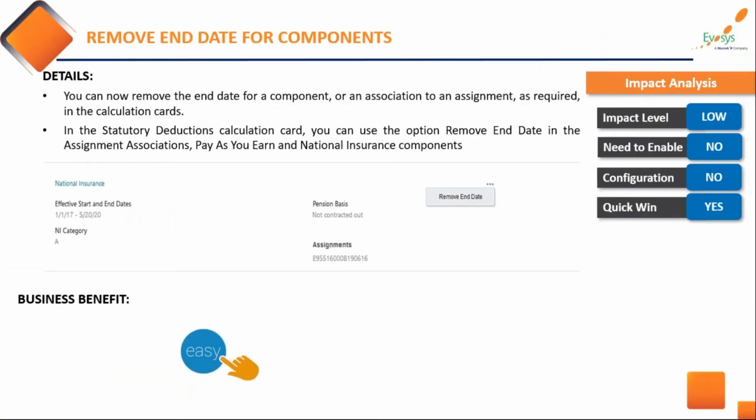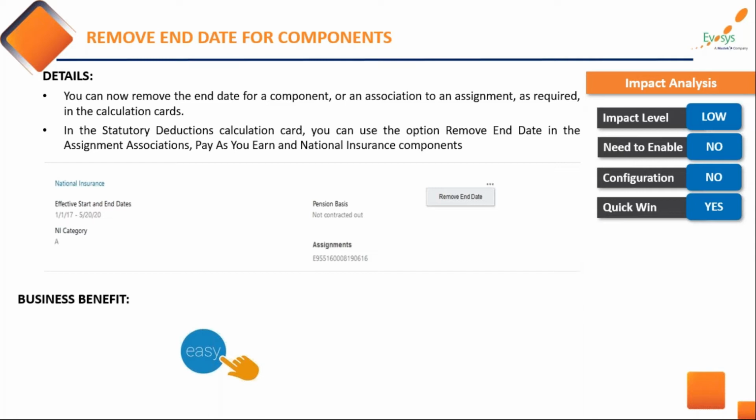What actually happens when you remove the end date is that the current end date you're trying to remove is replaced with the earliest end date between what is on the component and what is on the TRU, the tax reporting unit. Basically, it will check the earliest date between these two and put that as the new end date for the component. On the payee card, these updates happen on payee details, new starter notifications, and also the assignment notifications. And for NI, it happens on the component and the assignment associations.